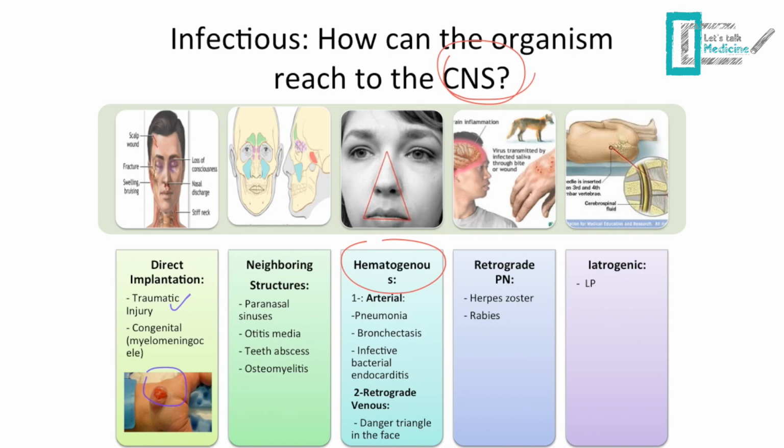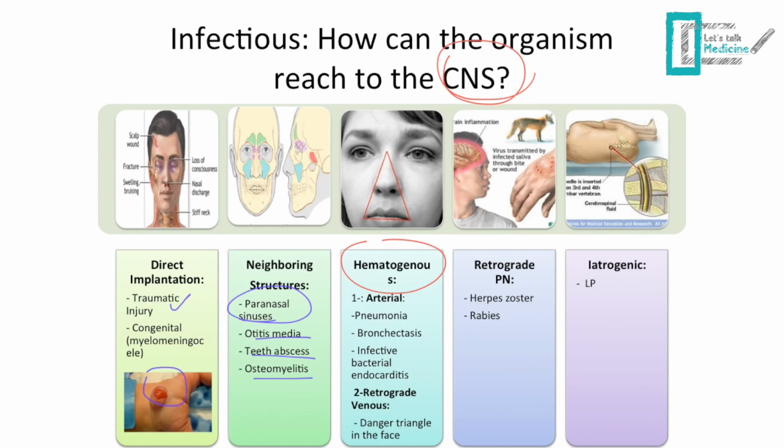From neighboring structures, for example, sinusitis with Strep pneumoniae and Neisseria meningitidis can cause bacterial meningitis. Also, otitis media and different sites of infection in the face, like a teeth abscess and osteomyelitis of the temporal bone, can also transmit the organism, causing meningitis.